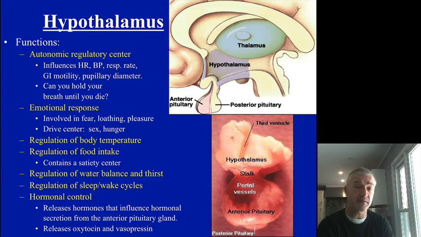So hypothalamus has a large number of functions. It is something we're going to come back to and honestly spend quite a bit of time talking about in the endocrine system, because really this is the main control region of the endocrine system that is found in the brain.